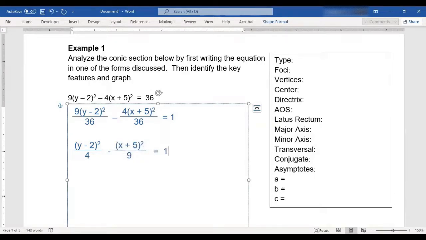That's equal to 1. I could stop here, but I'm actually going to take it one step further just to help me identify important information, and that's to write the bottom as being squared. So y minus 2 squared over, the square root of 4 is 2, so instead of 4, I'm going to write that as 2 squared. And then this will be x plus 5 squared, and the square root of 9 is 3, so I'm going to write that as 3 squared.